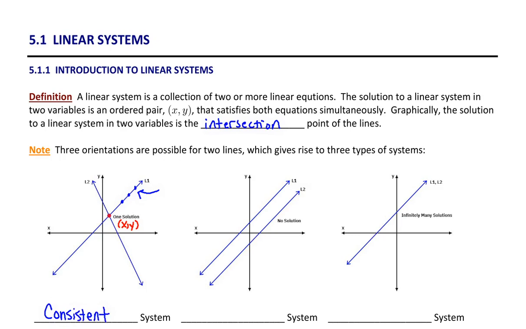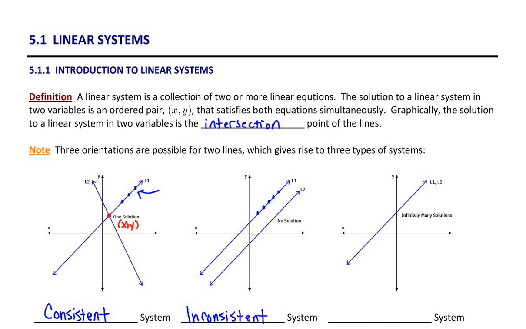orientations possible. The two lines, L1 and L2, could possibly be parallel. If they're parallel, then they never intersect. Even though each individual line has an infinite number of ordered pairs that would balance each individual equation, the two equations don't share a single ordered pair in common. So we say there's no solution to this system. This is therefore called an inconsistent system.